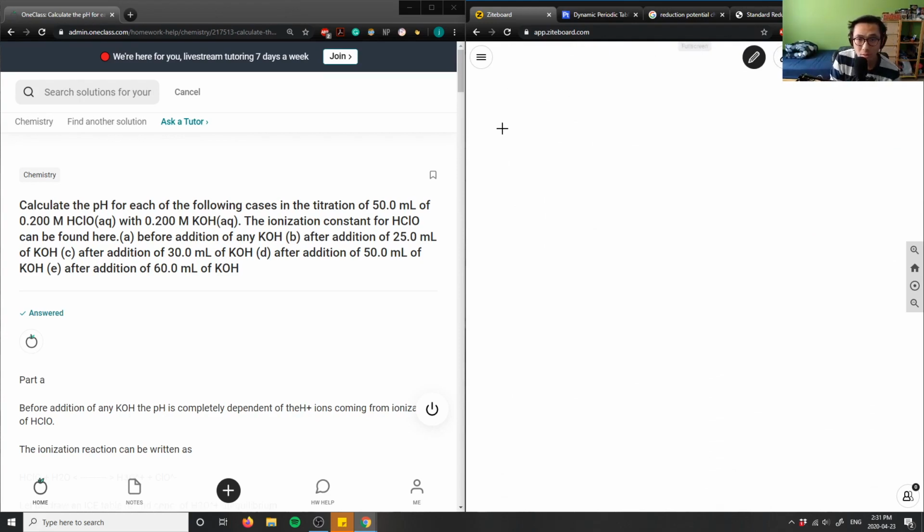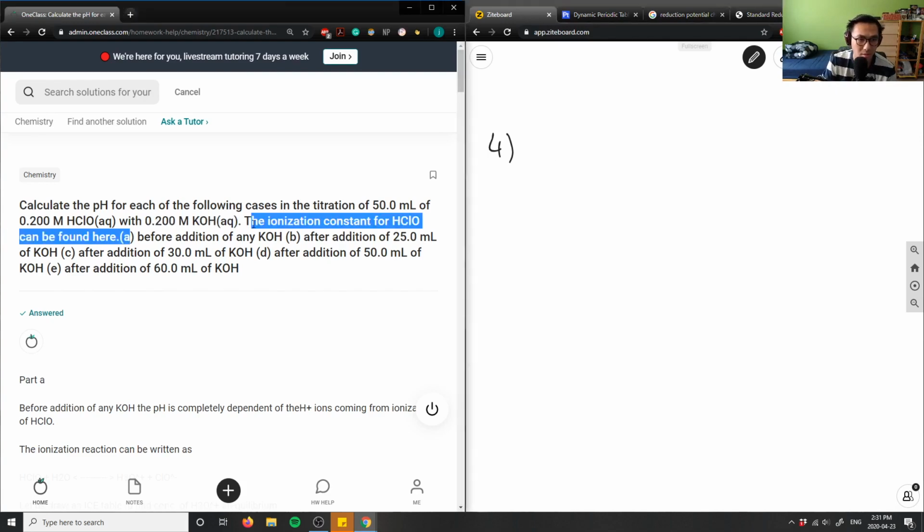So question 4. Let's calculate the pH for each of the following cases in the titration of 50 milliliters of HClO, hypochlorous acid, plus potassium hydroxide. The ionization constant for hypochlorous acid can be found. I don't get the Ka here, which is weird. The cases are before addition of any potassium hydroxide, at 25, after addition of 30, after 50, and after 60 here. No problem, David. Okay, so let's see here.